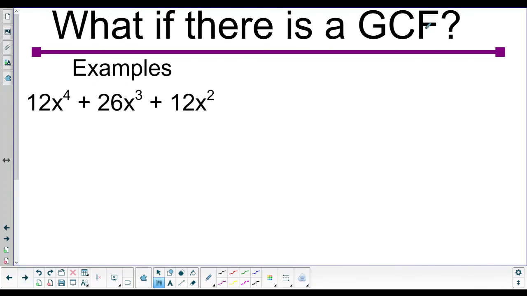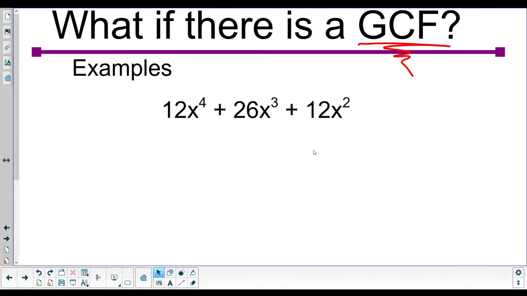So what if there's a GCF? They're basically saying, hey, dummy, there's a GCF. Take it out. So let's take the GCF out of this thing. Let me see. Can I move this? Nah, someone locked it down. All right, let's put that in the middle so I got room to work. All right, what goes into 12, 26, and 12? It's not 6. 6 does not go into 26. I heard you think 6. It's not 6.